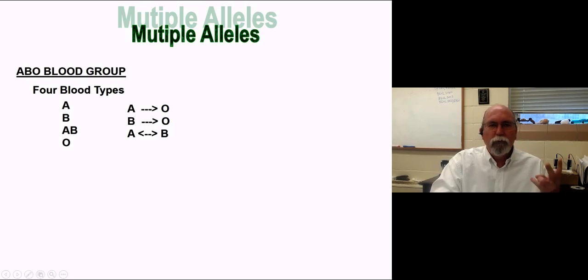So we have two modes of inheritance going on at the same time. For one allele combination, it's dominant. For the other allelic combination, it's actually codominant. And it's true codominance. Both of these will show antigen-antibody reactions when they show up.